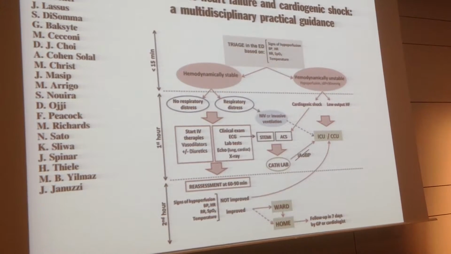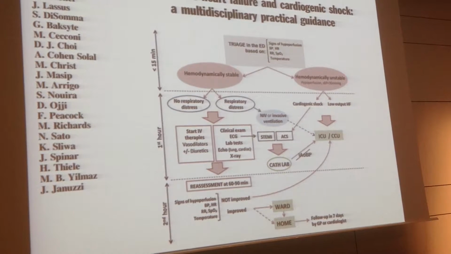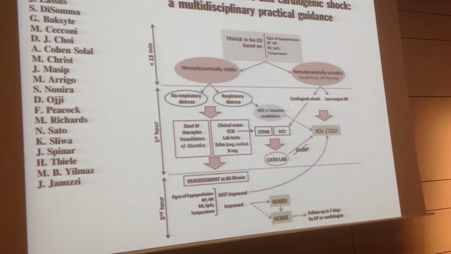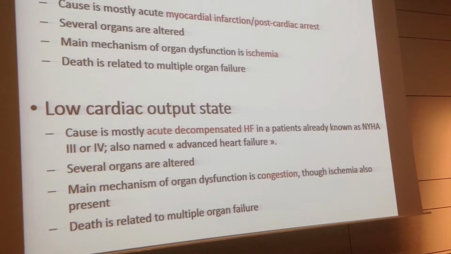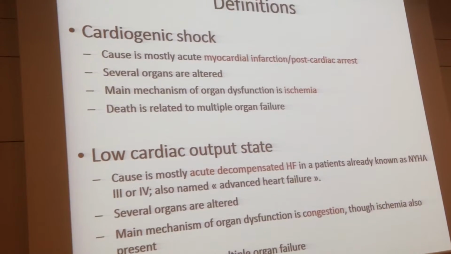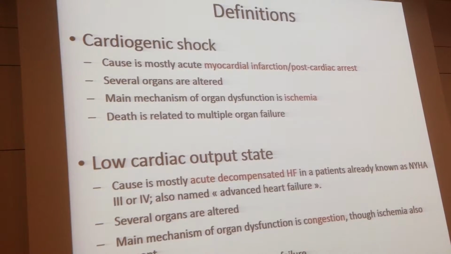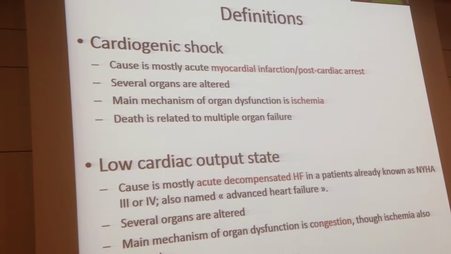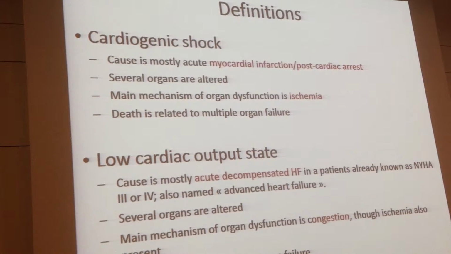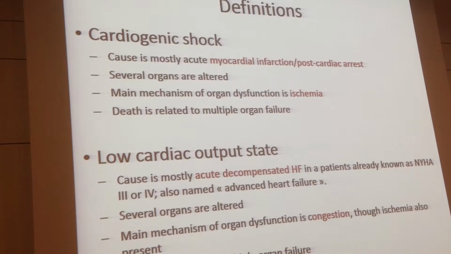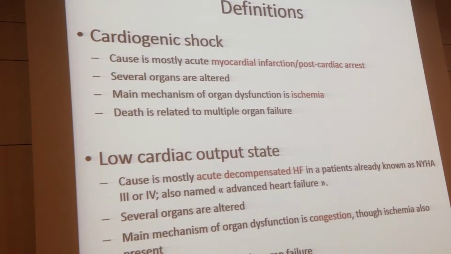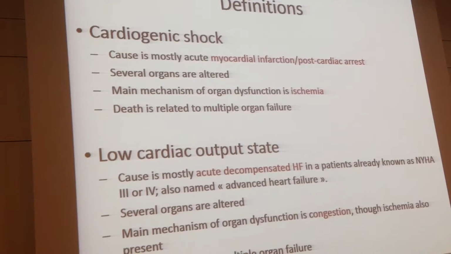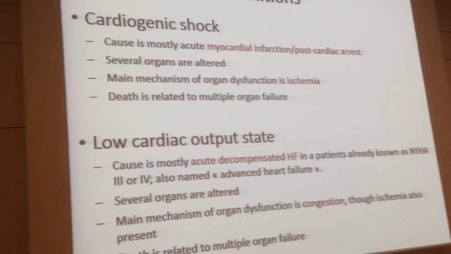And you will see that they start with the definition, which is sometimes difficult for our young intensivists to understand: what is cardiogenic shock, what are low heart failure states. For intensivists, we most often see cardiogenic shock that is mostly related to acute myocardial infarction, and we see more and more patients coming into the ICU related to post-cardiac arrest. As I'm going to show you, there are several organ dysfunctions. The main mechanism is ischemia, and death is related to multiple organ failure.